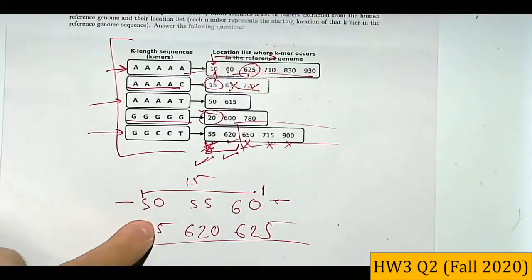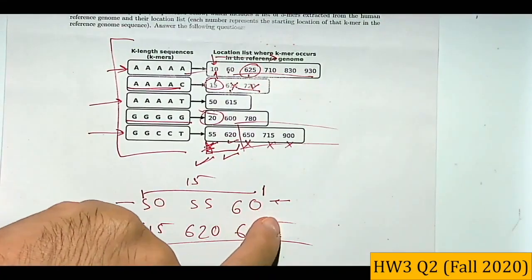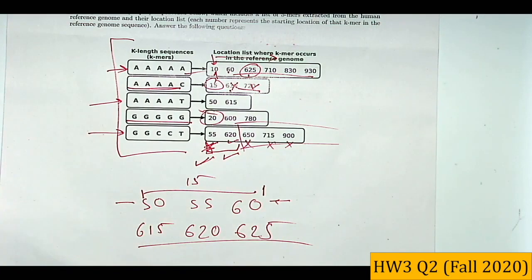So you have from 50 to 65, this portion in the reference. The reference is 3 billion character, around that, 3.2. Okay? So we only go to the location 50 all the way to 65. And then we pick this string, we go to the read, and we compare them together. Now they are equal length.